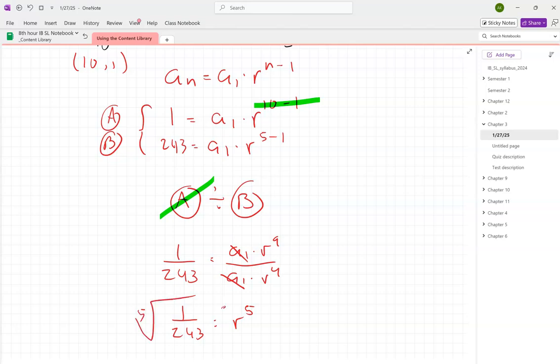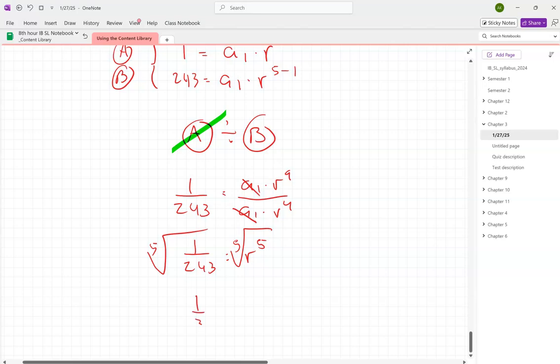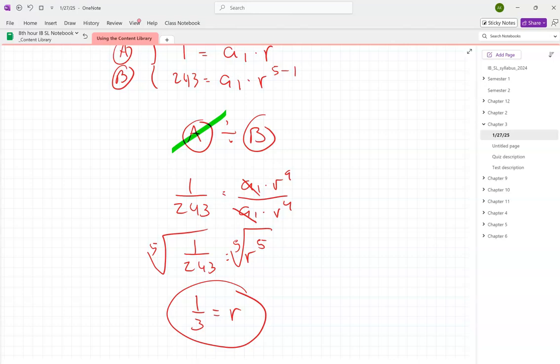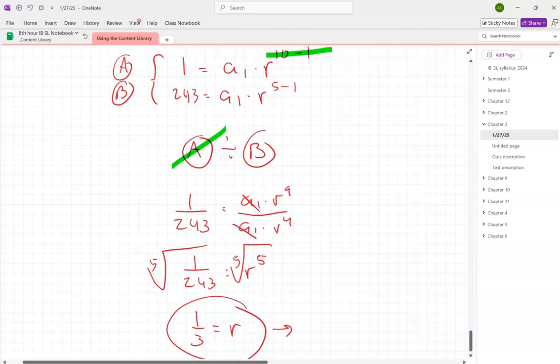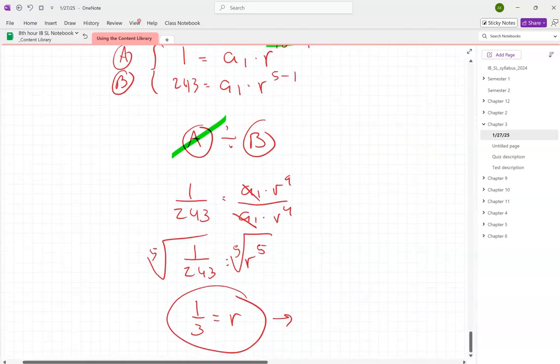And then I'll just take the 5th root of both sides. Because it's an odd root, I don't have to worry about the plus or minuses. The 5th root of 1 over 243 is 1/3. And now that I have r, I can plug that into either my first or second equation. It doesn't matter which.